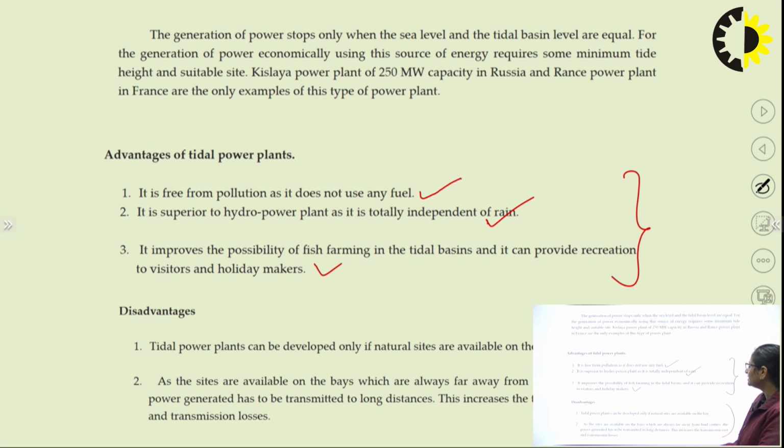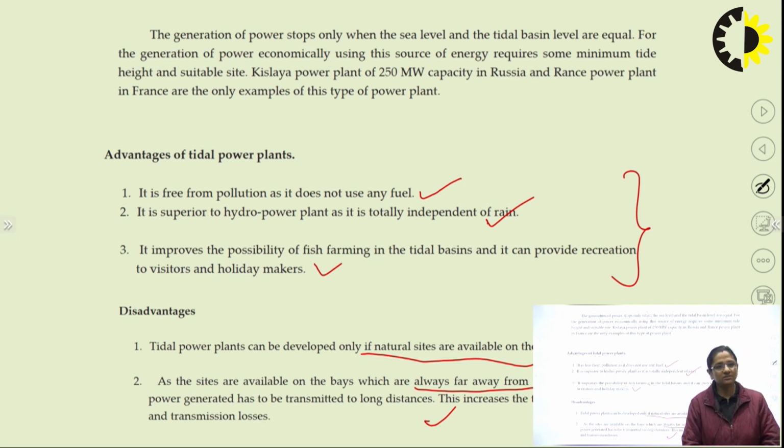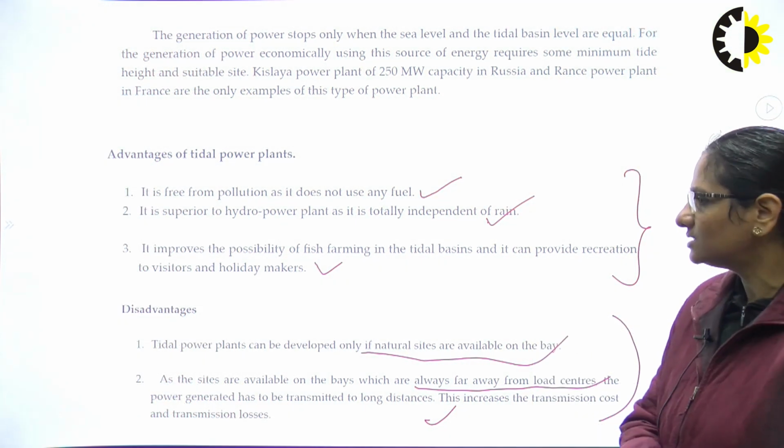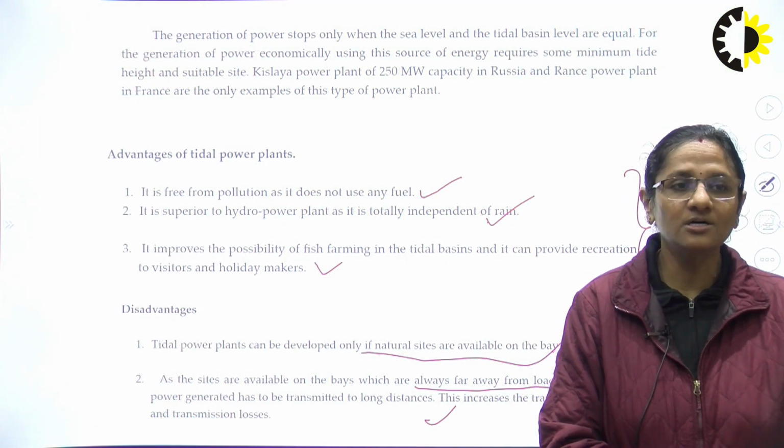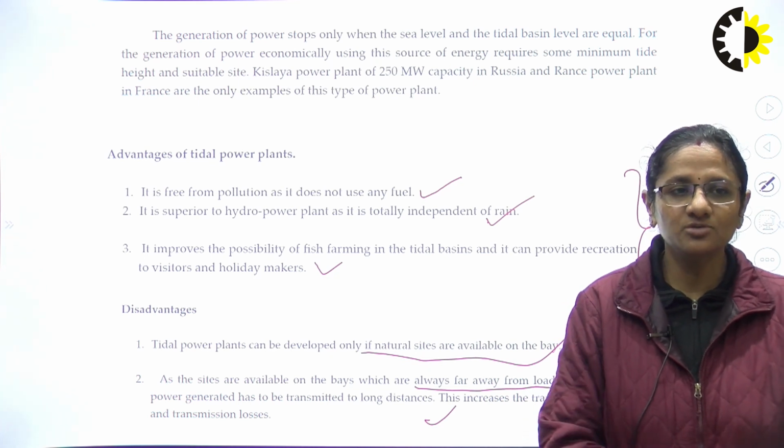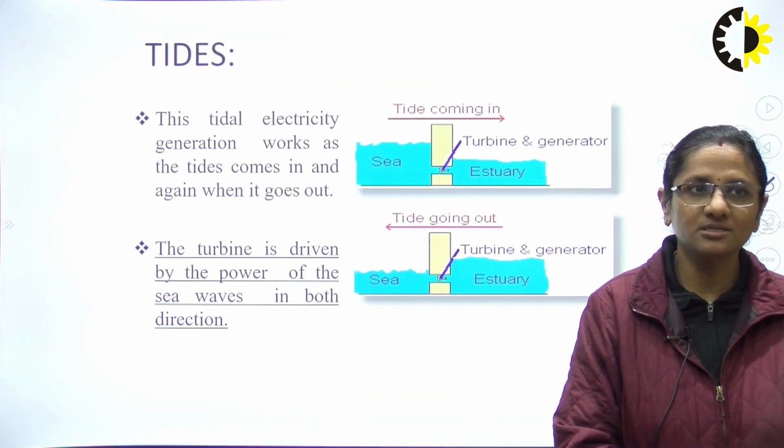Tidal power plants can be developed only if natural sites are available and it is feasible to construct a tidal power plant there. Without such natural sites, it's difficult to build tidal power plants. As the sites are available on the bays, and the bays are always far away from the load center, the power generated has to be transmitted over long distances. This is definitely going to increase the transmission cost and the transmission loss, and also requires additional initial investment in laying down the transmission system.